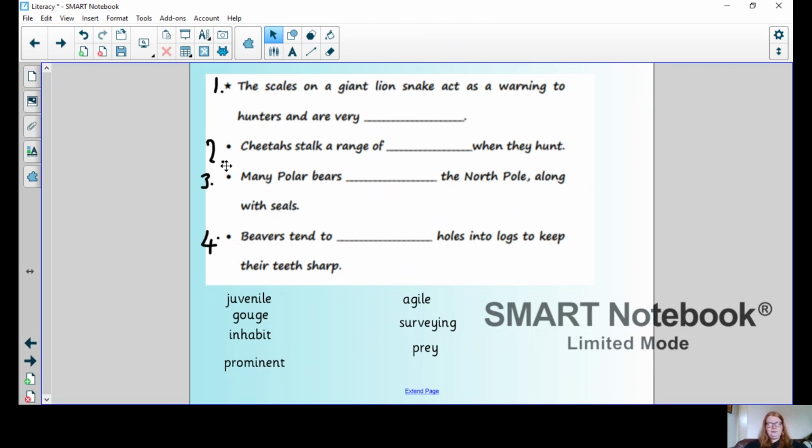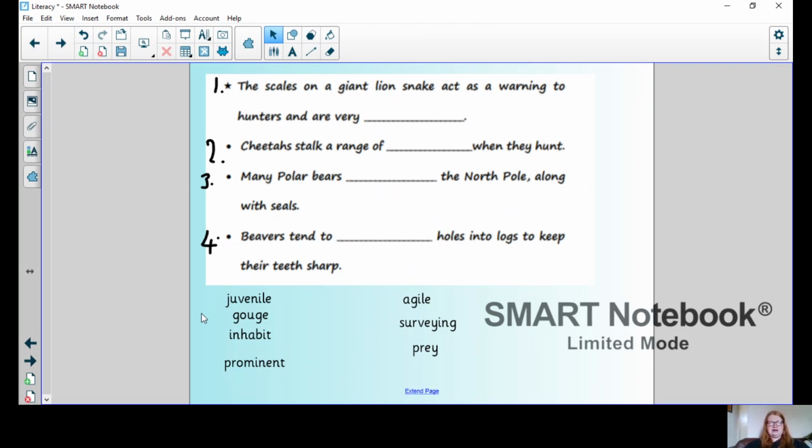And number 4, beavers tend to blank holes into logs to keep their teeth sharp. Do they tend to juvenile holes, gouge holes, inhabit holes, prominent holes, agile holes, surveying holes, or prey holes? Fill that in now. Again, pause me if you need to, because I do want to move through quite quickly. If I'm going too fast, just pause me and then join back in at your own pace.